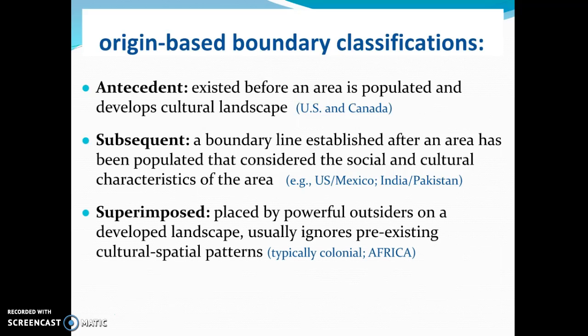A superimposed boundary is one, if you look at the word super, super meaning above or powerful, that is placed by powerful outsiders on top of a developed landscape. A good example of this is during the age of imperialism, European countries going in and drawing boundaries on top of pre-existing people. Unfortunately, superimposed boundaries often did not take into consideration pre-existing issues like ethnic groups that did not get along.